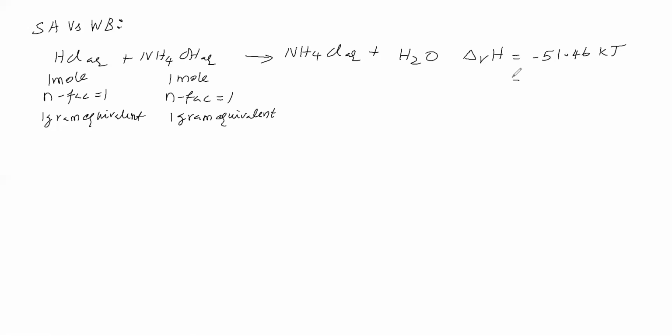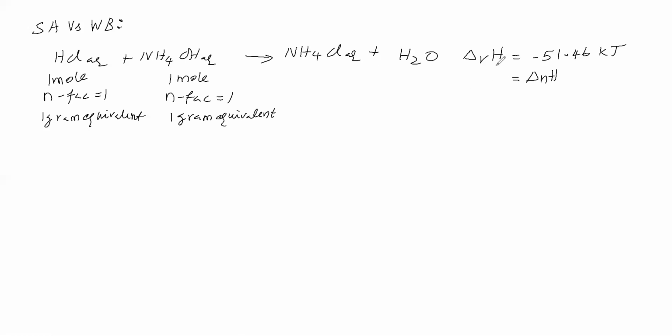This amount of heat is also called the enthalpy of neutralization between the strong acid HCl and the weak base ammonium hydroxide. Okay, so we now have an idea of the enthalpy of neutralization between the strong acid HCl and the weak base ammonium hydroxide.